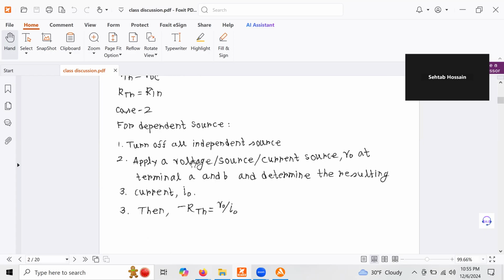Then we will determine the resulting current I0. So why do we want to determine the resulting current? From I0 we can determine the R Thevenin. That's why after I0 we will calculate R Thevenin from Ohm's law.